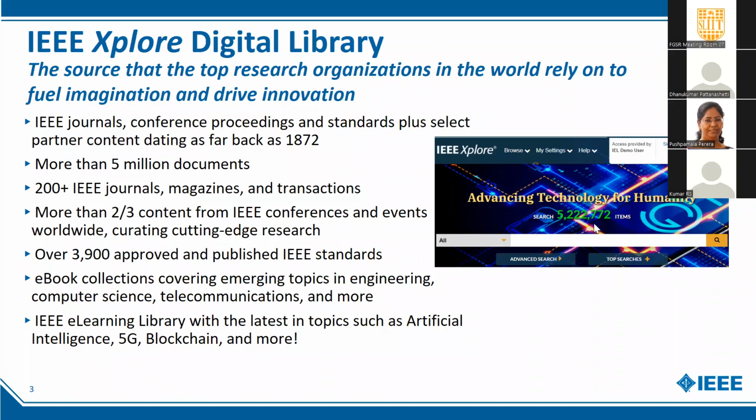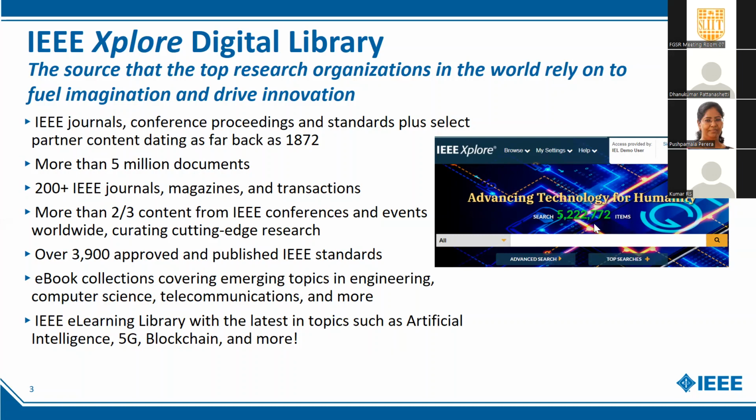IEEE Xplore Digital Library is the place wherein all the publications, the journals, conference articles, and our partner publications are housed. This is the platform which is very much sought after, because this is the gateway to access more than 5.6 million documents. At this point, we have more than 5 million documents. There are 200-plus IEEE journals, magazines, and transactions. We also publish conference proceedings, and they are housed in the IEEE Xplore Digital Library.